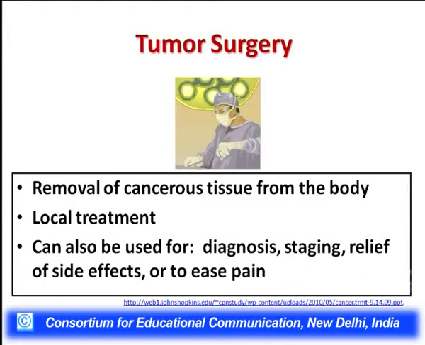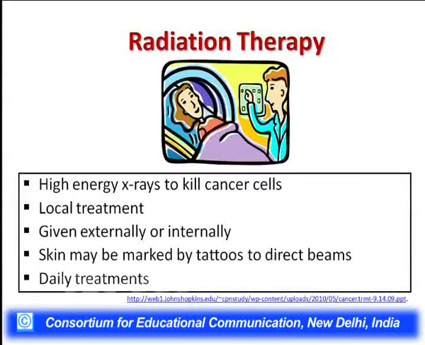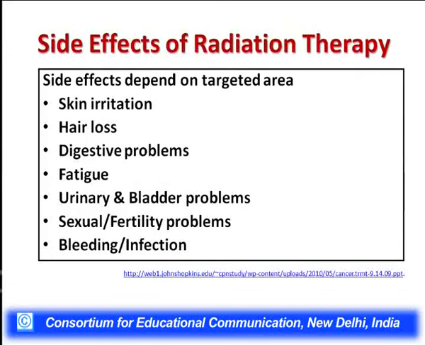Then comes the radiation therapy in which high energy x-rays are given to kill the cancerous cells. So along with the cancerous cells, the local normal cells also get killed. So there are a number of side effects along with this radiation therapy. Some of the side effects are shown over here. There is skin irritation, hair loss, digestive problem. So the person suffers from digestive problem, fatigue, urinary bladder problem, sexual and fertility problem, bleeding and infections because the immune count decreases. So a person is susceptible to various infections.